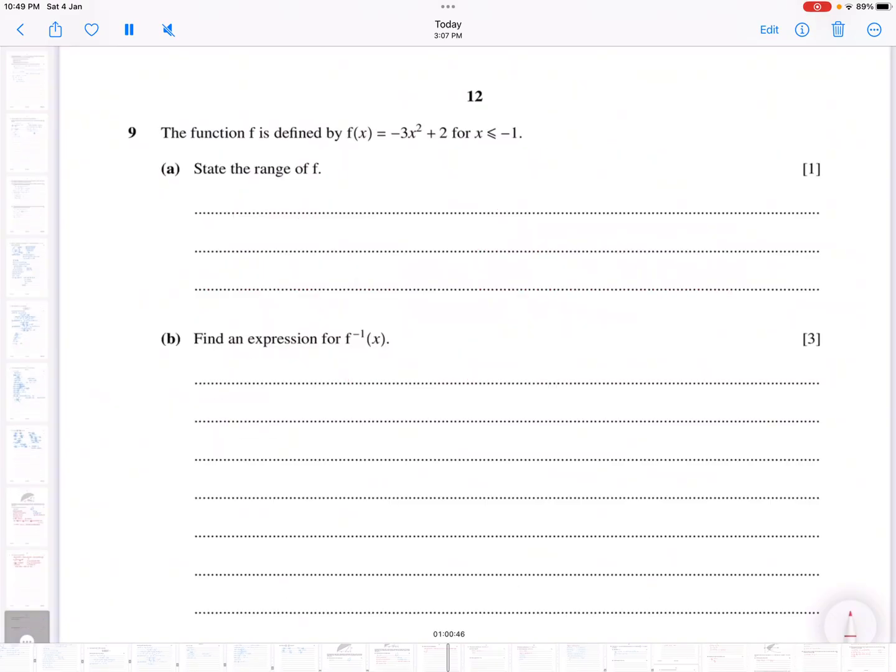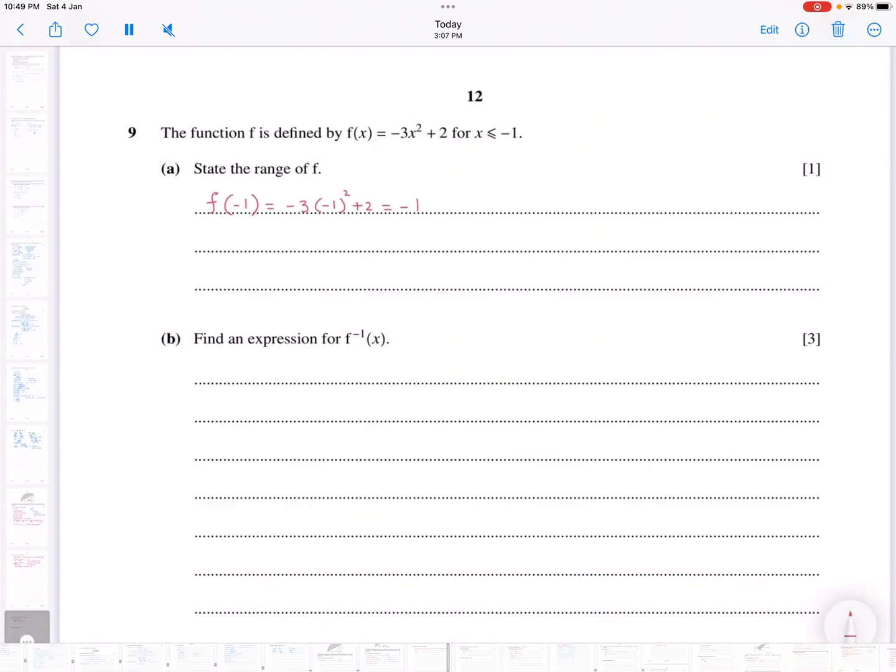Question number 9. The function f is defined by this, x is less than or equal to -1. State the range of f. To find the range of f, you can place -1 in x and then the range will be there. Now -1 squared and +1 are simplified. So this -1 gives you the range.